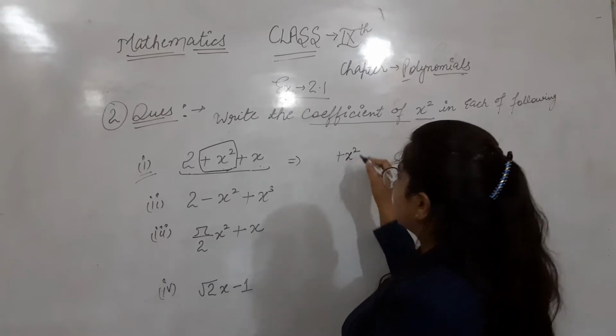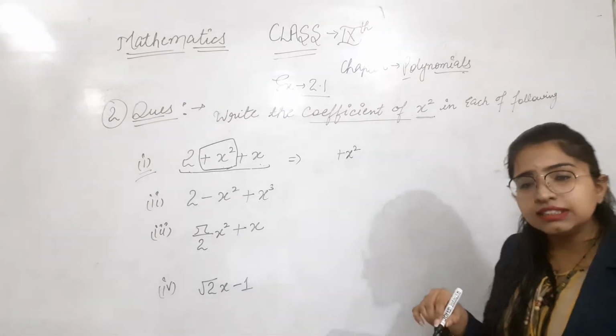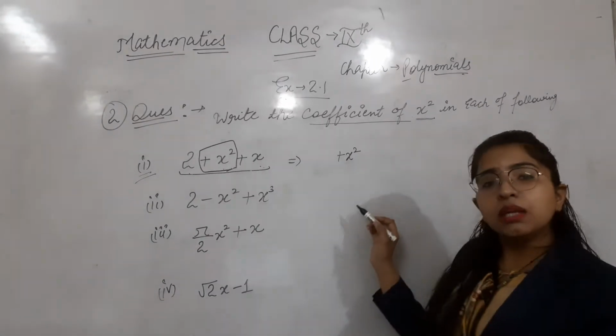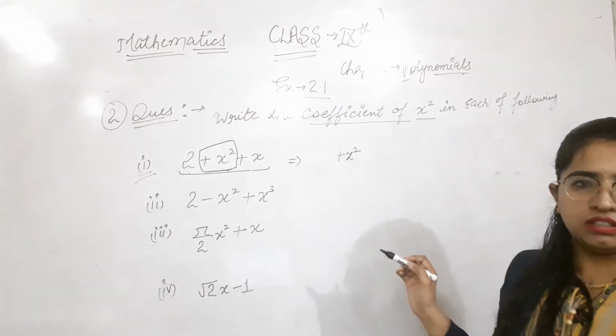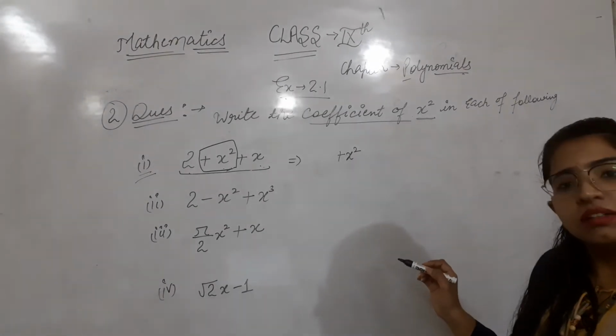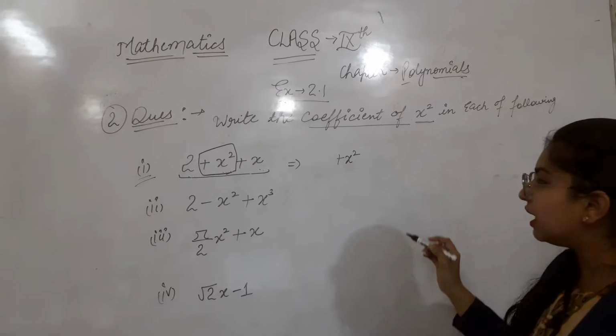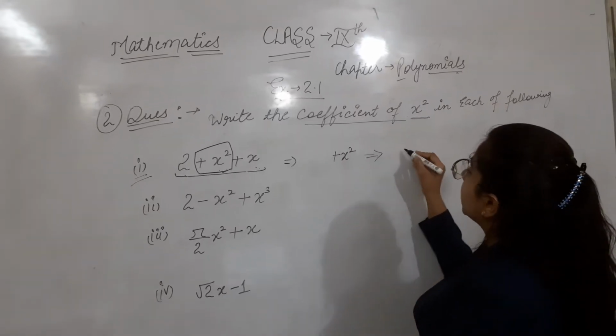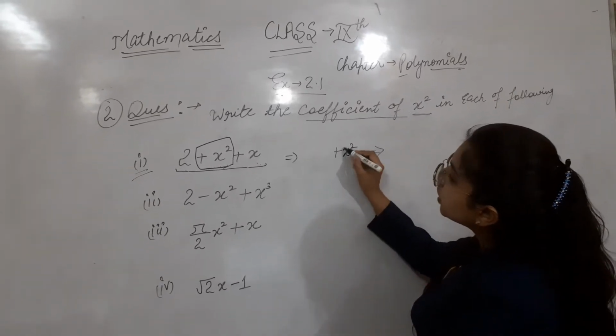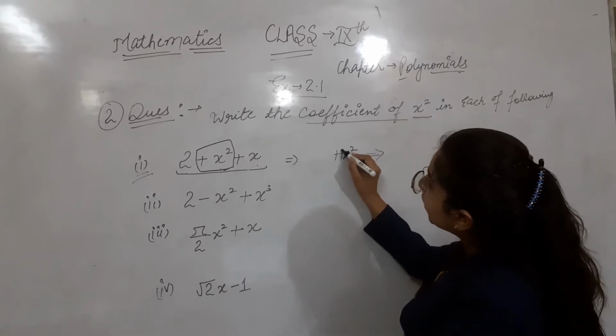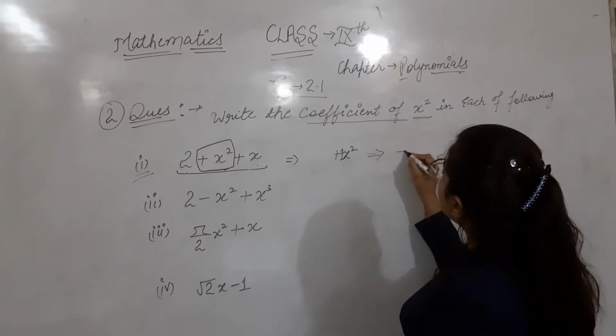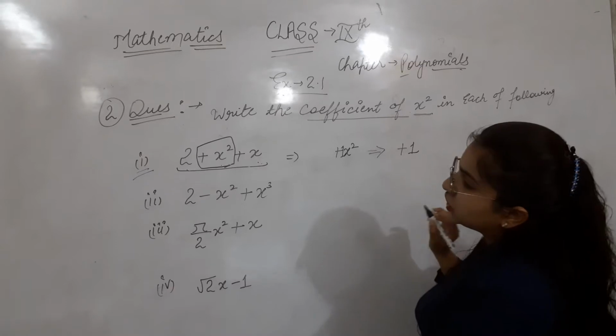Plus x square. And a coefficient is the number we are multiplying with the variable. The number we are multiplying with the variable, we call it the coefficient. Here, no number is written, so we should write 1 over here. It will be 1. Now, plus 1 will be the coefficient.